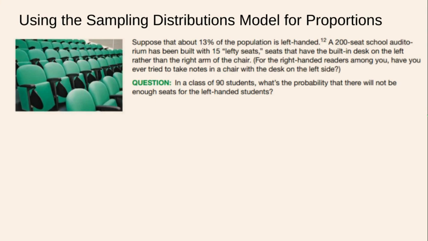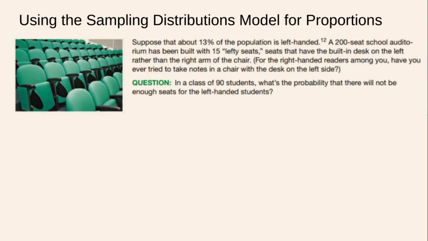Let's do another example. Suppose that about 13% of the population is left-handed. Cue the footnote. Whenever you see a statistic about being left-handed, there's always going to be a footnote because left-handedness is notoriously difficult to get a true proportion on, and I'll let you think about why that might be true.